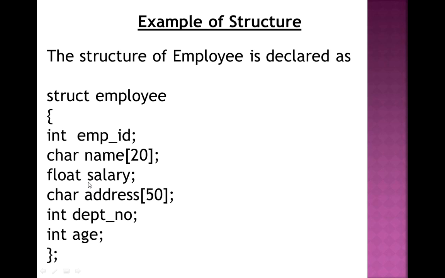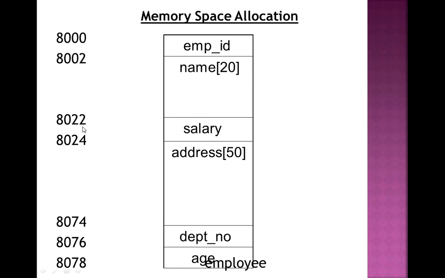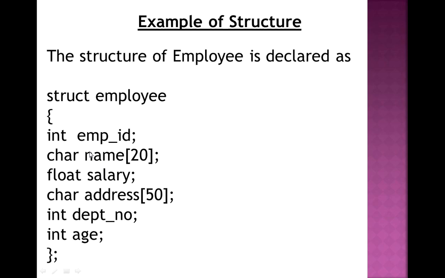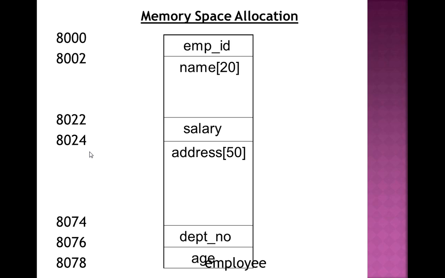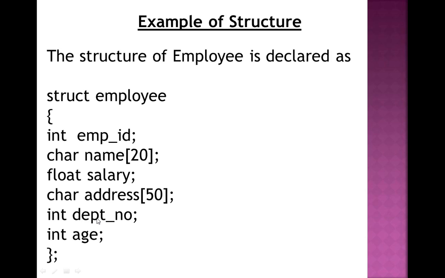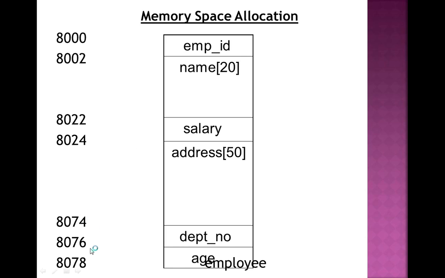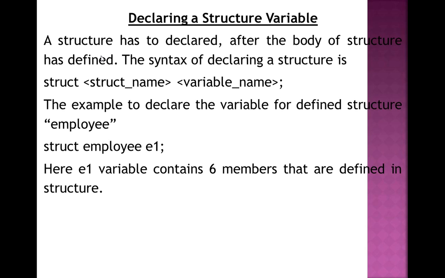Then there is a salary, that is a float type, and the float takes how many bytes? 2 bytes. So this is from 22 to 24. Then the next one is address. This takes 50. Address is of characters. So this is from 24 to 74. Then there is a department number, that is also taking 2 bytes, 74 to 76. Age is of integer type, that takes also 2 bytes, that is from 76 to 78. So this is how we can store in the memory location, that is from 8000 to 8078.